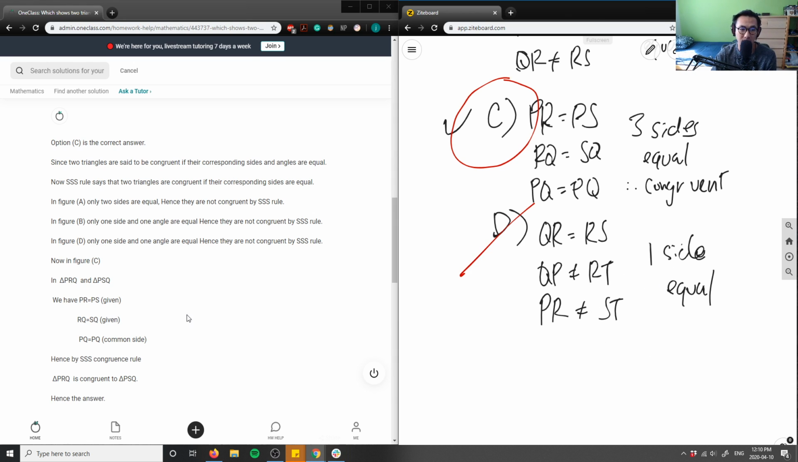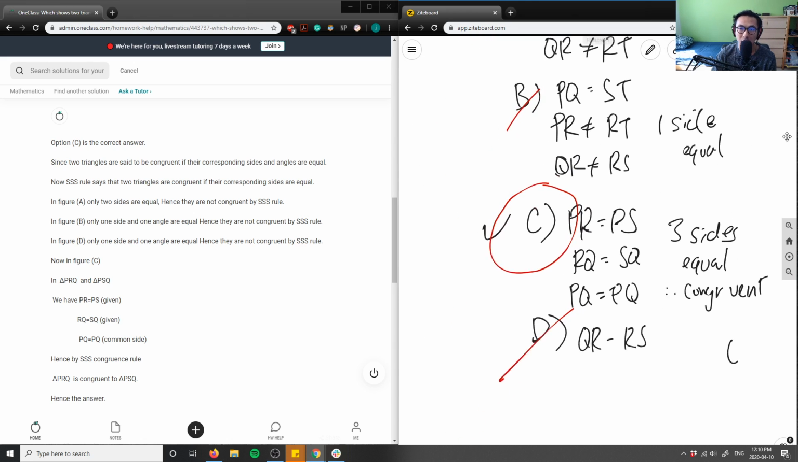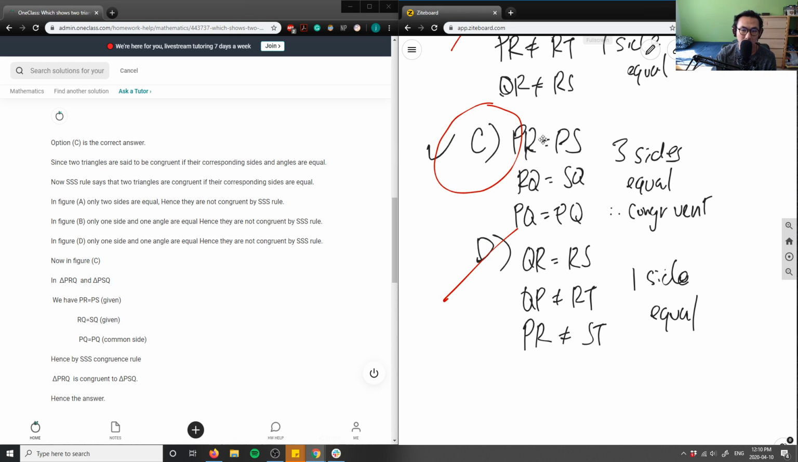They did, which is awesome, which is even better because SAS, for example, is also a congruency theorem. But I chose to focus on the sides because the question asked about the side congruence theorem. So I only focused on the sides. Therefore, these two triangles are equal, right? So I have option C, right?